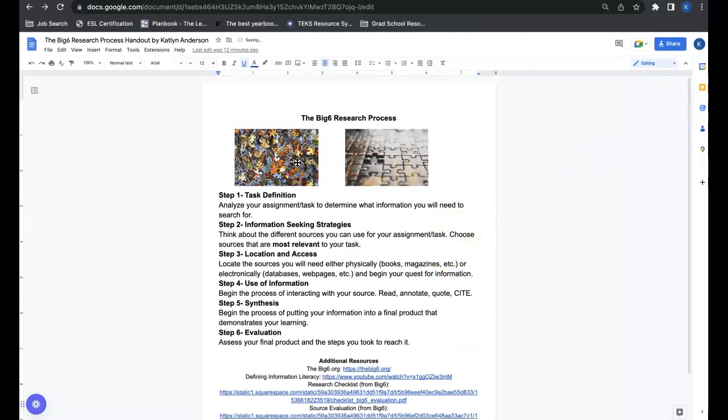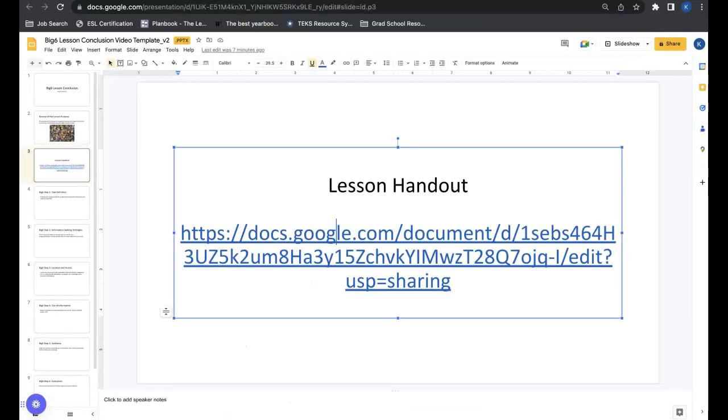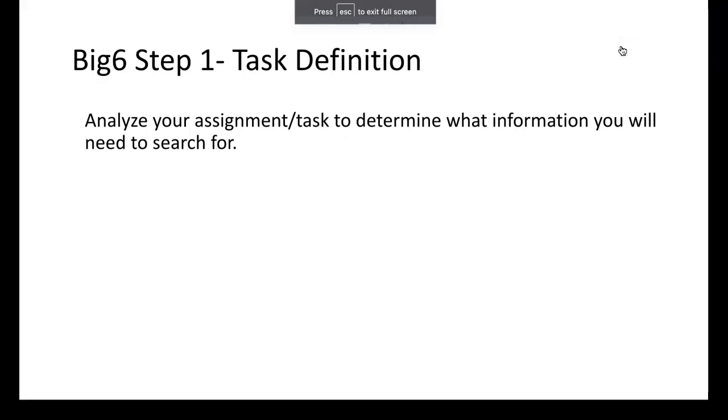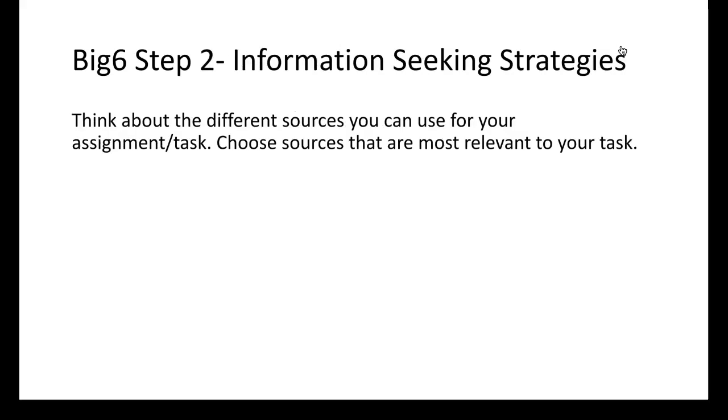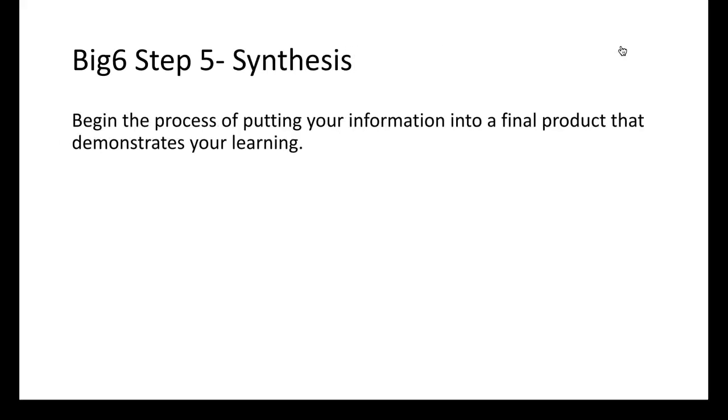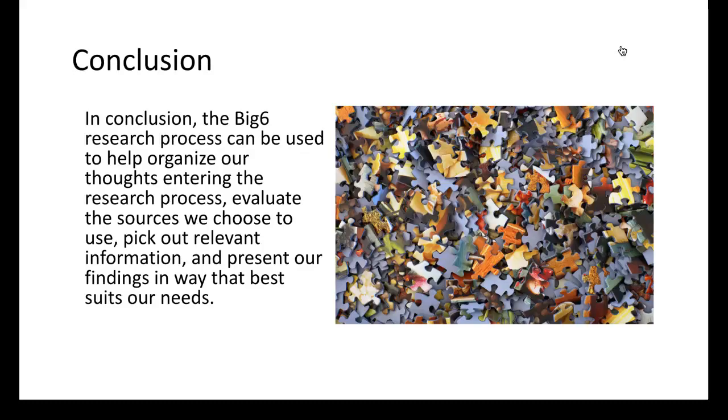And I put our two puzzle pieces images back here in our handout because I really do want to emphasize that with the Big 6, we're taking this jumbled puzzle and we're piecing it together to figure out what we need at the end of our research process. And so really, going over this handout took us through the steps of Big 6. So again, we have step 1, task definition, step 2, information seeking strategies, step 3, location and access, step 4, use of information, step 5, synthesis, and step 6, evaluation.